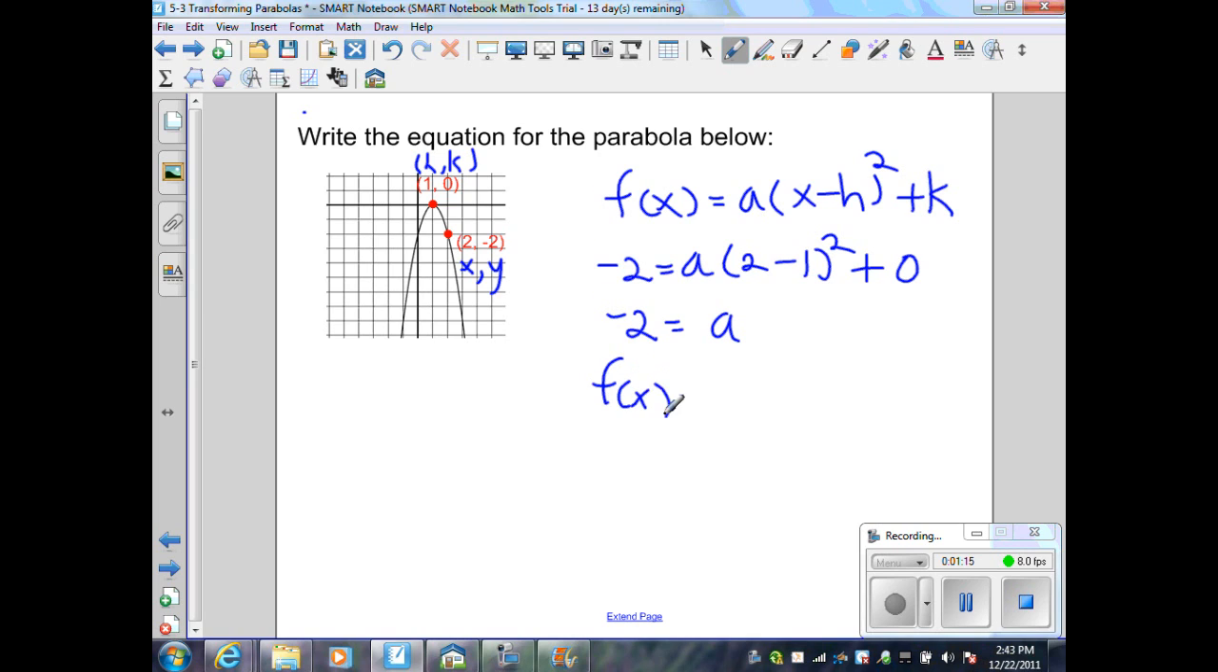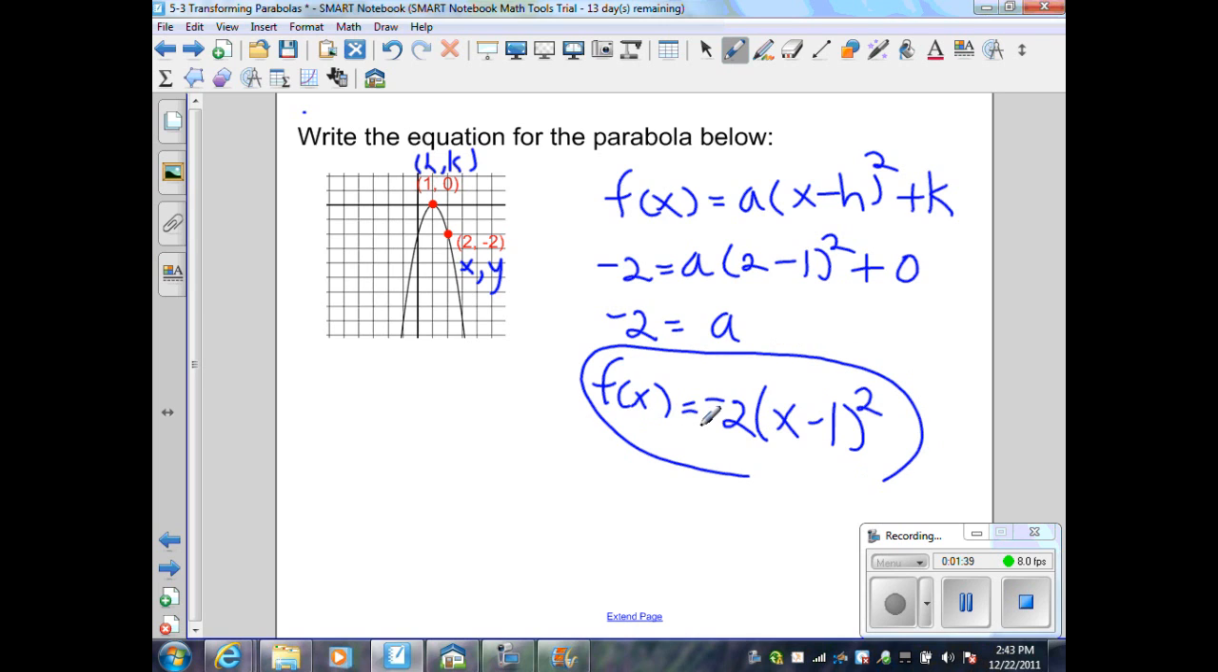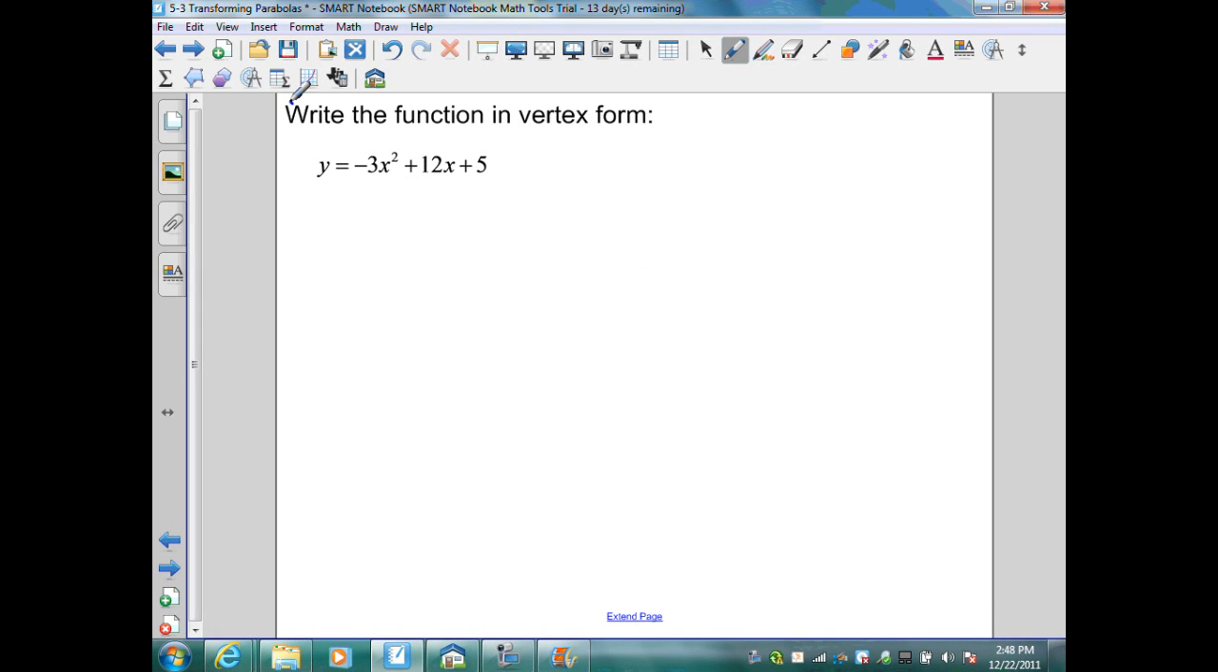F of x equals a, which is a negative 2. And I'm glad it's negative because our parabola opens down, so it needed to be negative. Times the quantity of x minus h, which is 1, squared, and plus k, but k is 0. So my function for the graph is f of x equals a negative 2 times the quantity of x minus 1 squared.